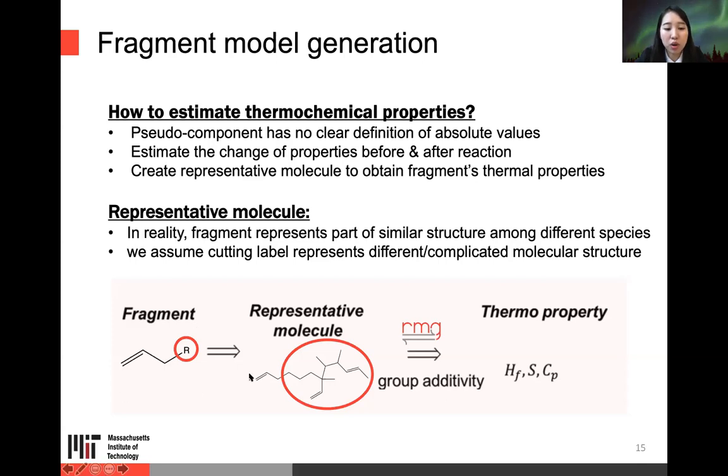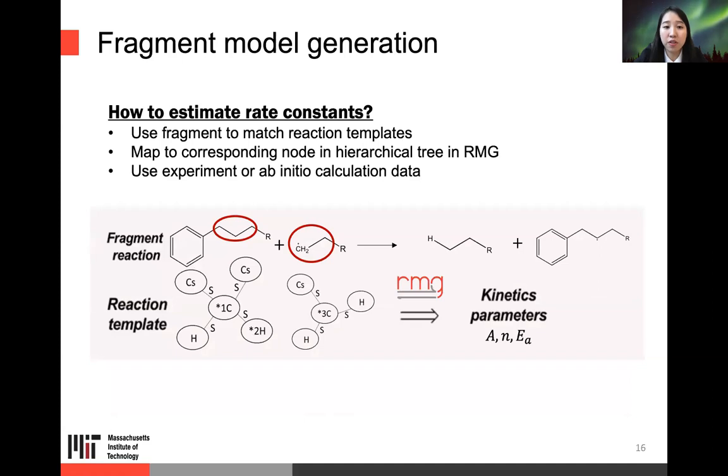For this fragment, we will generate a representative molecule and estimate the thermochemical properties of this species as the fragment's thermal properties. As for the rate constant, we basically follow the same procedure as RMG. So the fragment will match the reaction template and map to the corresponding node in the hierarchical tree in RMG. And then it will estimate the kinetics parameters by using experimental data or ab initio calculation data.